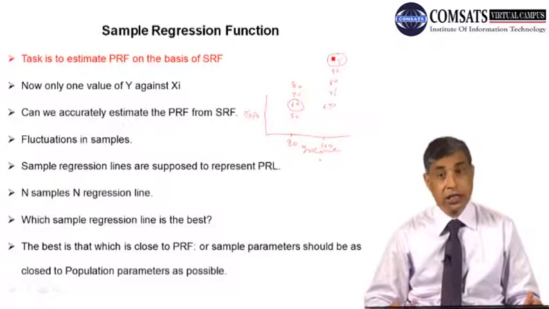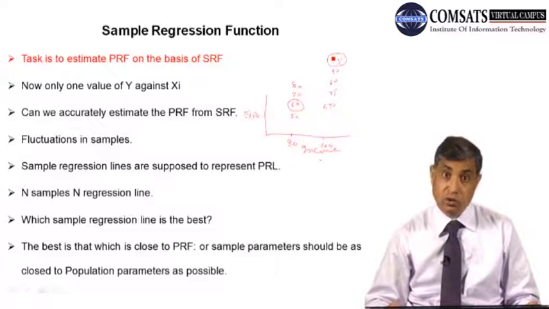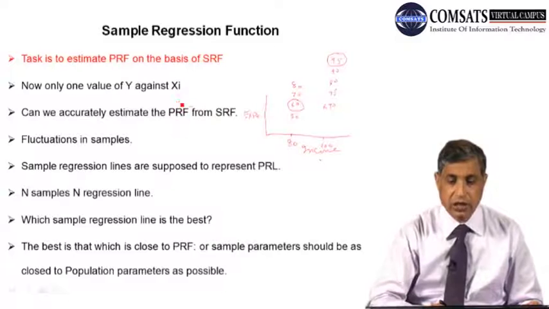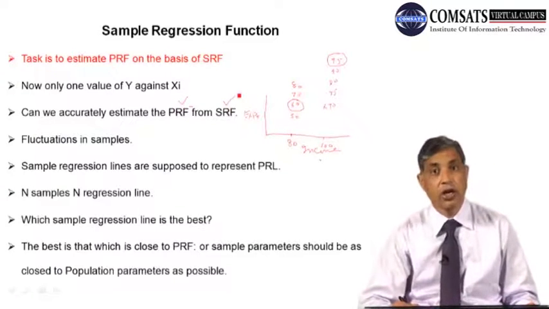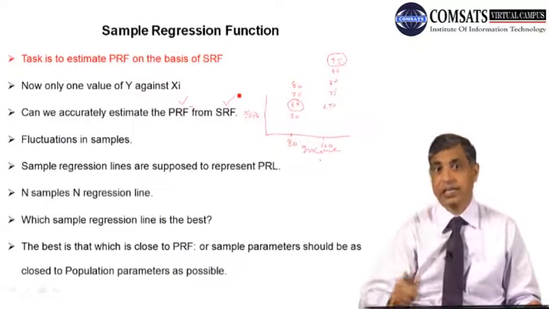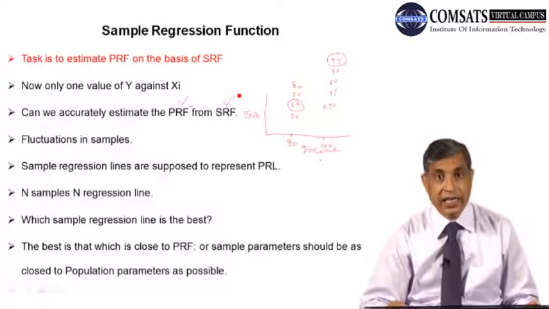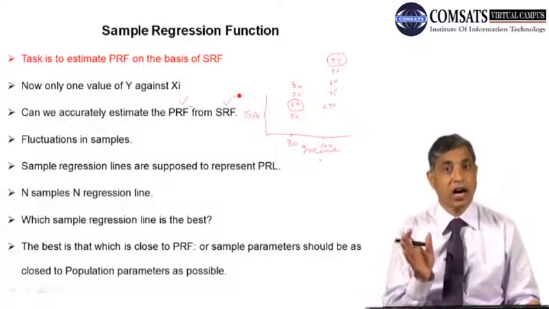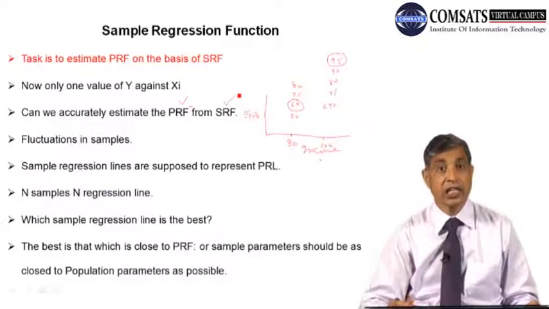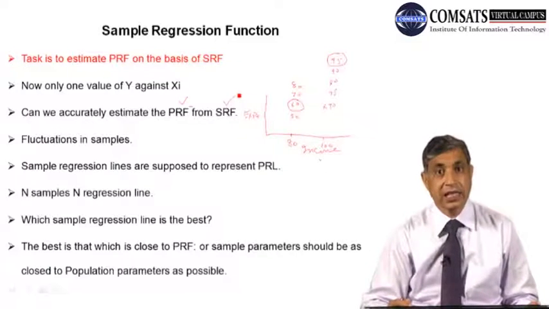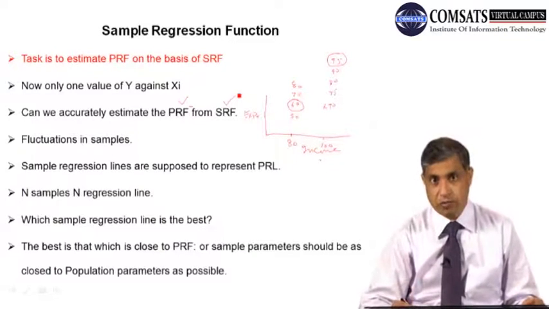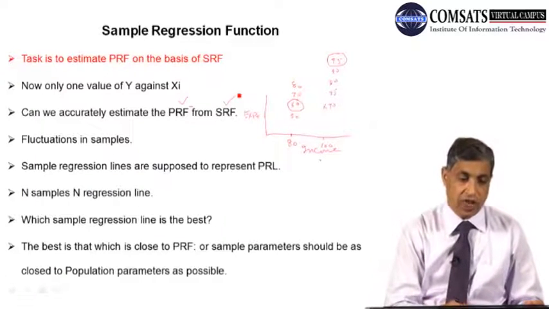And it is a very interesting, million-dollar question: can we accurately estimate the population regression function from the sample regression function? Yes. Although we cannot measure it exactly and 100% accurately, there are techniques that help us see that our estimation is very, very near to the population estimation. In other words, I can say the sample regression line is very, very likely to be like the population regression line, or function. Fluctuation in the sample.